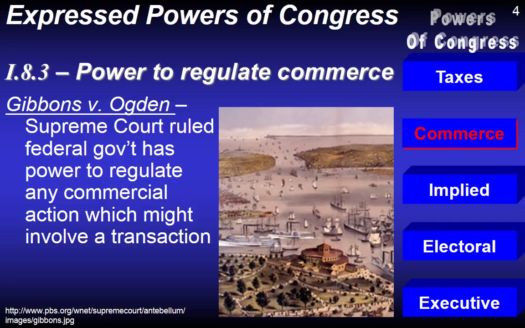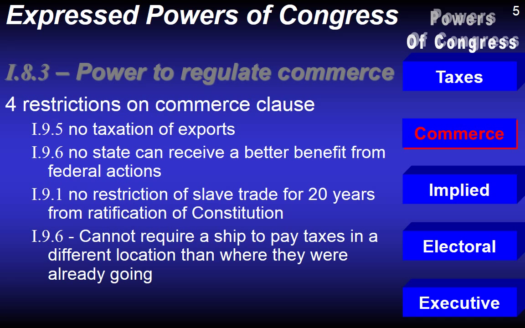Now, there are 4 restrictions to this Commerce Clause. They don't have carte blanche to do whatever they want. First of all, they are not allowed to tax exports. That was an important thing for the South. No state can receive a better benefit from federal actions. If the federal government is offering it out, all states should be eligible for it. Also, no restriction of the slave trade for 20 years from the ratification.